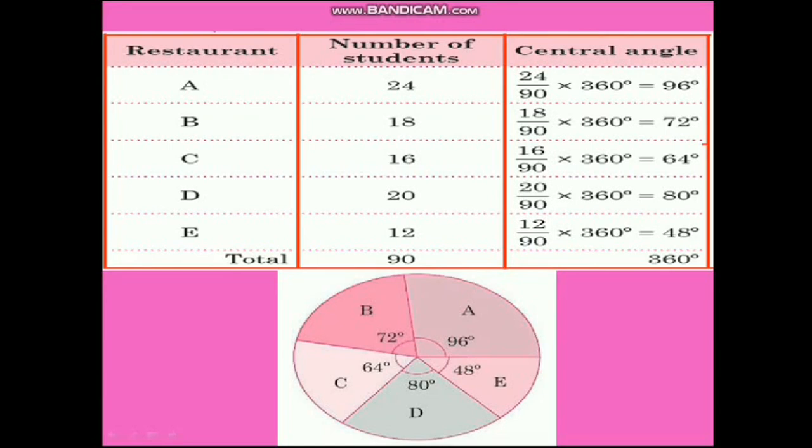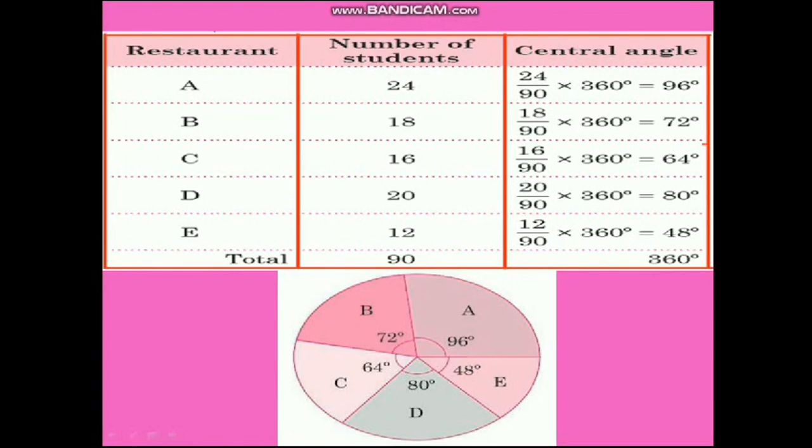96 degrees for A, 72 degrees for restaurant B, 64 degrees for restaurant C, 80 degrees for restaurant D and 48 degrees for restaurant E. We have just created our pie chart based on these angles.